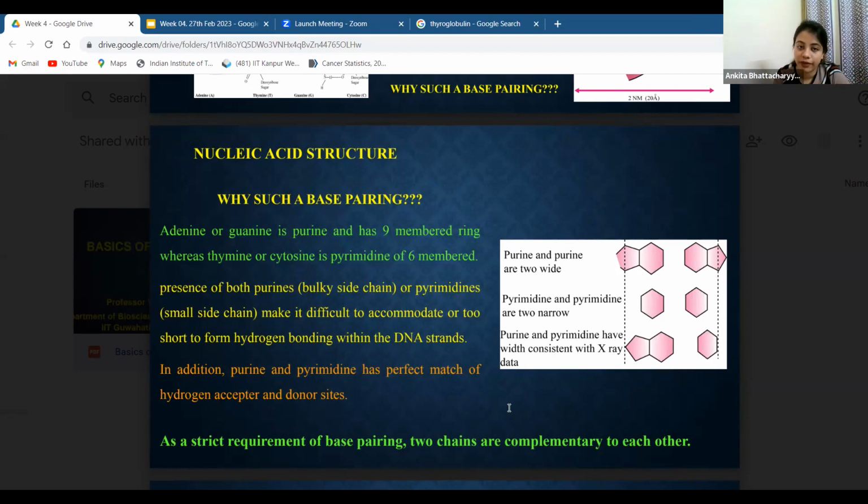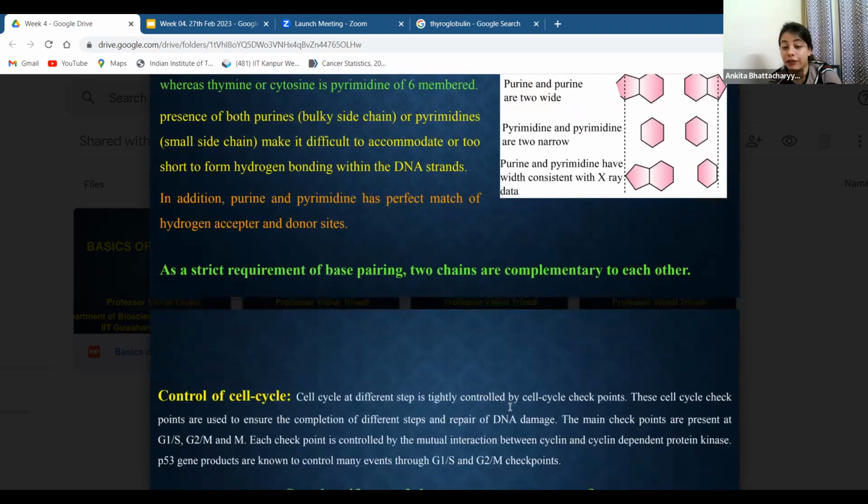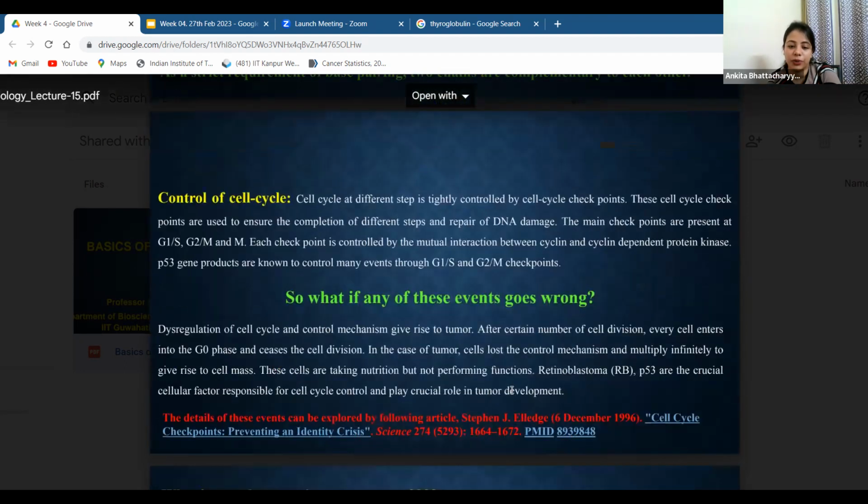or what was in concordance with the observed data, showed that if 2 purines are forming hydrogen bonds with each other, then the entire groove is too wide. If it is one pyrimidine and another pyrimidine, it's too narrow. And if there's a purine and pyrimidine, then that is consistent with the X-ray data. It has the perfect match of the hydrogen donor acceptors as well. And therefore, 2 chains are effectively becoming complementary to each other.